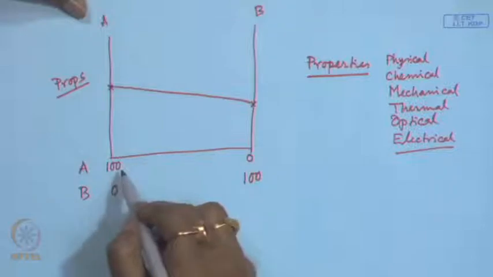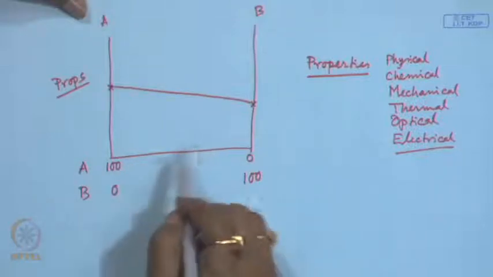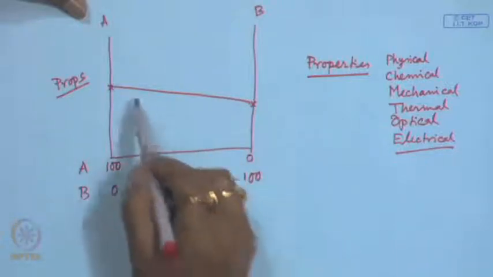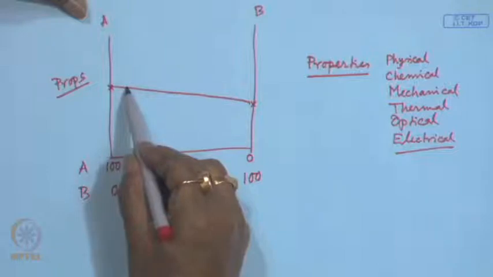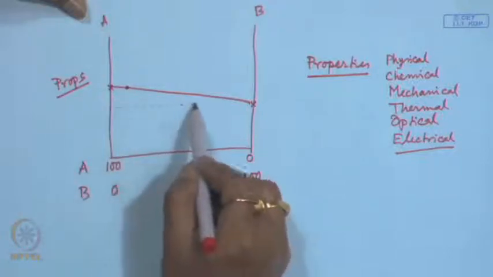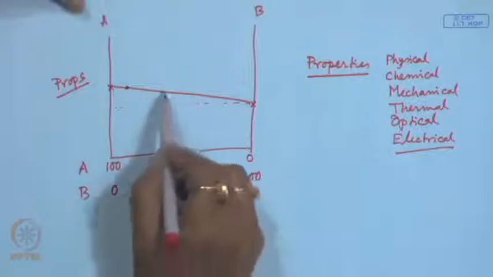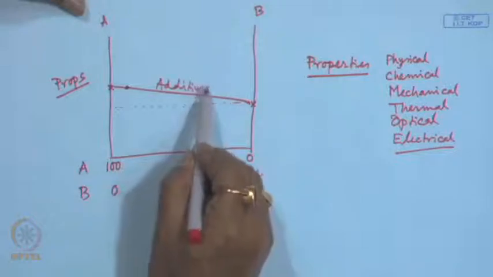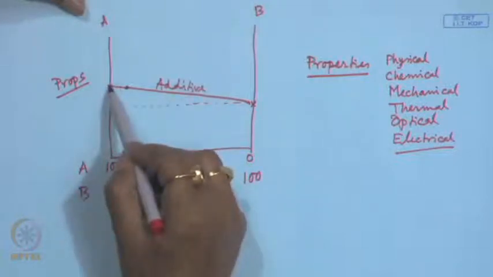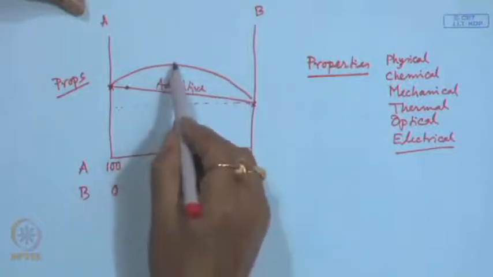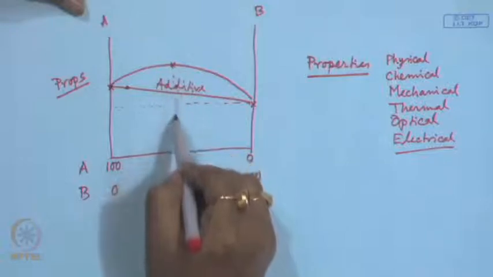That means, if we gradually mix A with B or B with A, the property changes like this. That means, if we have more proportion of A, less proportion of B, then we can have a property over here. That means, it is above this line. So, this is actually the additive line, additive behavior. Okay. Then we can have a synergistic behavior like this. That means, there can be some composition, say here it is.